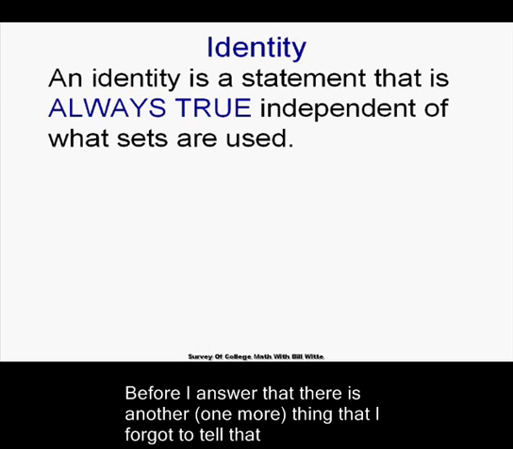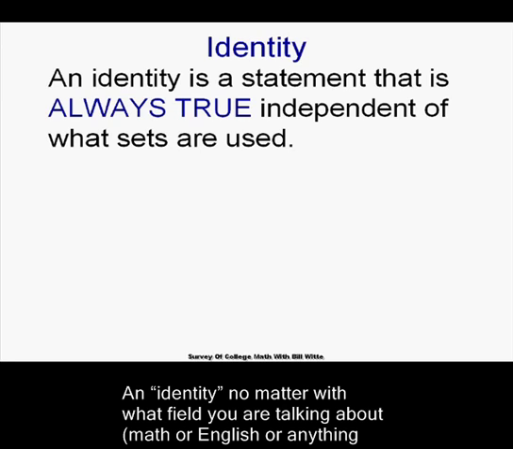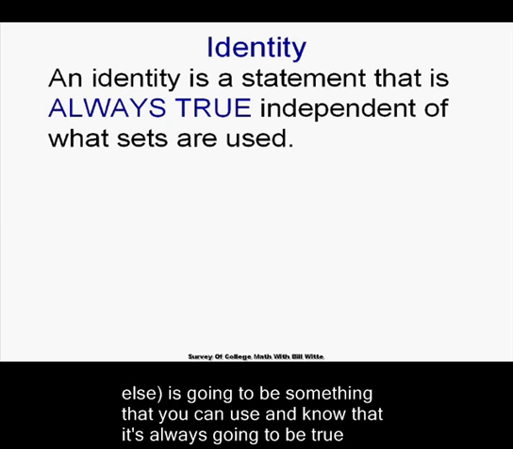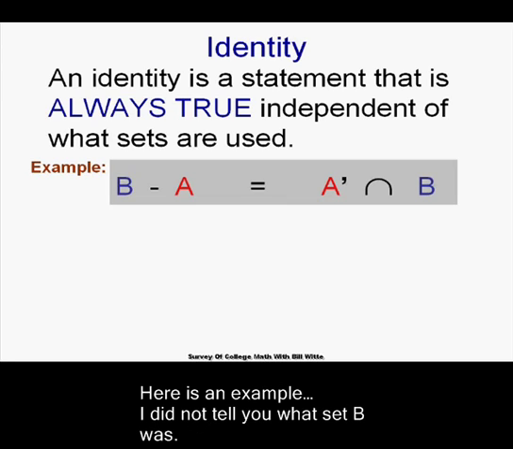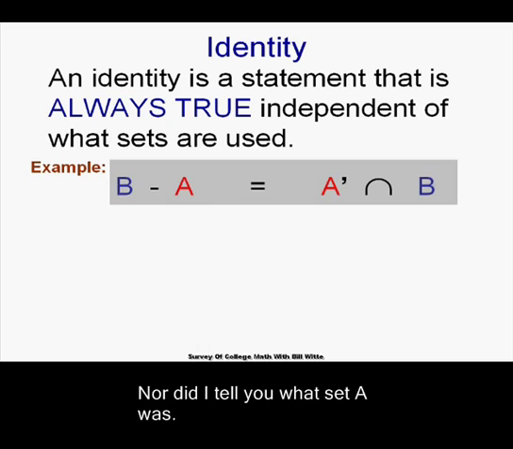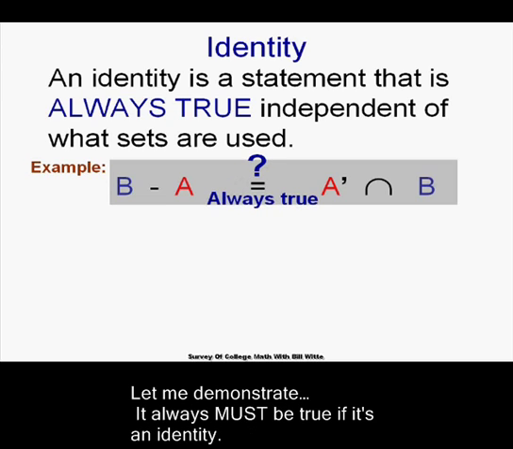There's another thing that we're going to use, I forgot to tell you. And that's going to be an identity. Okay, now an identity, no matter what field you're in, math or whatever, is something that you can use and know that it's always going to be true, independent of whatever set you use. Okay? I'll give you an example. I didn't tell you what B was and I didn't tell you what A was. But did you know that B minus A always equals the intersection of A complement and B? Let me demonstrate. Okay, it's always got to be true if it's an identity.